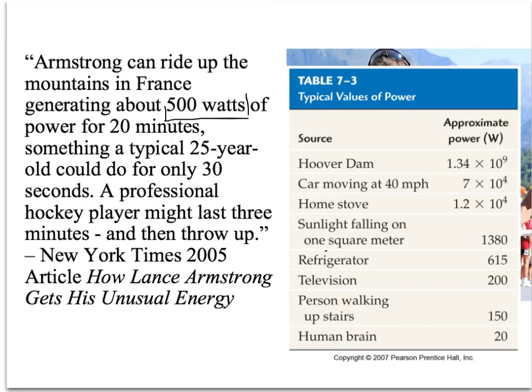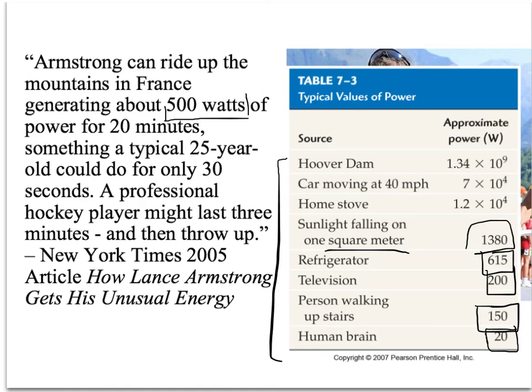Sunlight falling on 1 square meter of the ground generates 1,380 watts. A refrigerator, 615 watts. A television, 200 watts. Walking up the stairs, like I just did to get to where I'm making this video, 150 watts. And your brain, 20 watts. So every second, your brain uses 20 joules of energy. And 20 joules for every second would be 20 watts. So some typical things just to give you an idea of what a watt is.